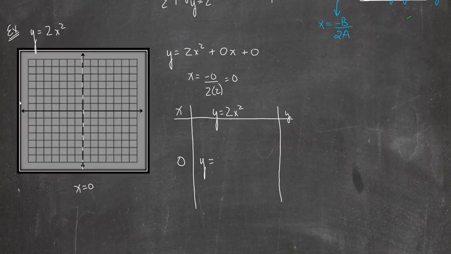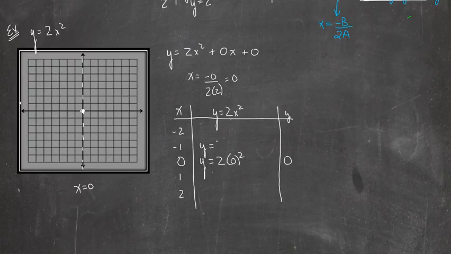So y equals 2 times 0 squared, which equals 0 squared is 0 times 2, which still equals 0. So notice that multiplying by a doesn't change my y-intercept, or the place where the curve crosses the y-axis. That's an interesting thing to take note of. But does 2 change my other values, my output values? Well, let's go -1 and -2, +1 and +2.